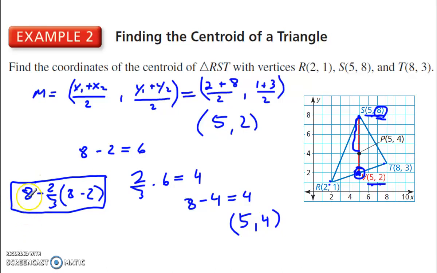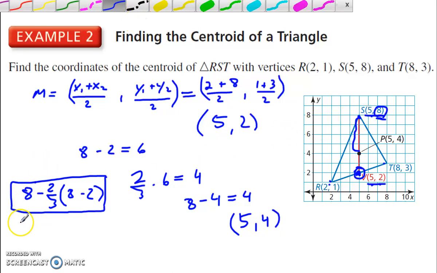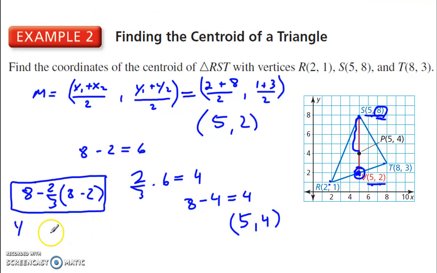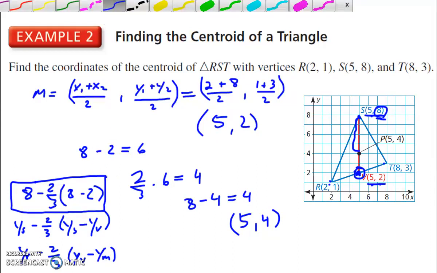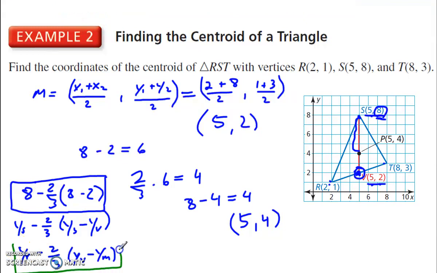I only did that for the y-coordinate. So this was the vertex. If I generalized it, I'd call it v for the vertex, but for some reason they used v down here. So for this example, I use y_s minus 2/3 y_s minus the y value of that point v. So I would generalize this further down to y of the vertex minus 2/3 times y of the vertex minus y of the midpoint of the opposite side. So there's a general formula. And if it's not a vertical line like we had here, you'll have to do that for both the x and the y value.